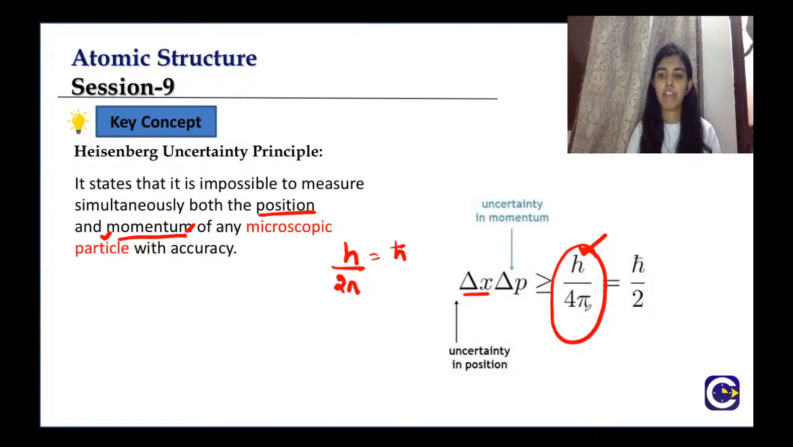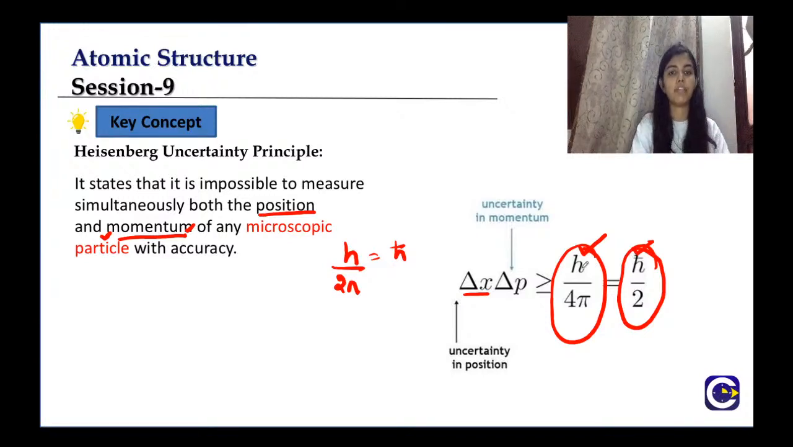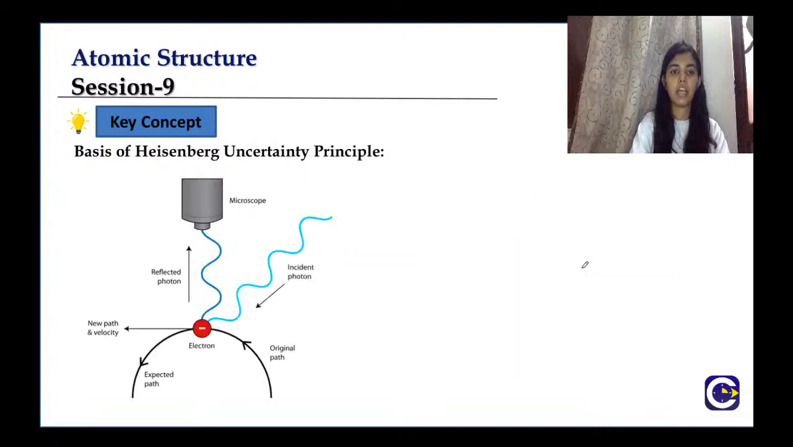So h by 4 pi can be written as h cross by 2, where h cross is what? Basically h by 2 pi. So he told that the product of uncertainties of position and momentum will always be greater than or equal to h by 4 pi, where h is Planck's constant with a value of 6.62 into 10 raised to the power minus 34 joule second, right?